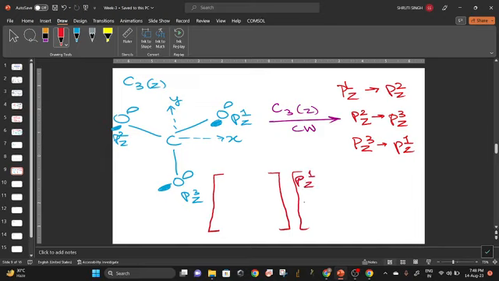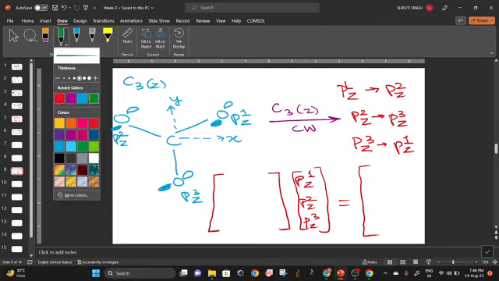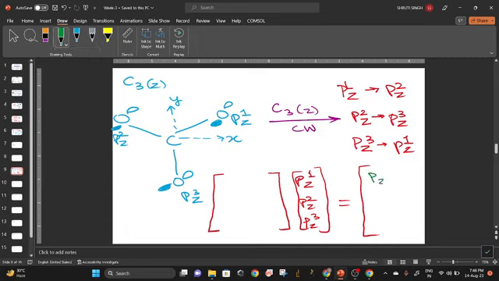This is the basis, PZ1, PZ2, PZ3. Now write the transformed one. PZ1, instead of PZ1, what came? PZ2? Yes, ma'am. Okay. So let me change this. It came PZ2. PZ2 ke jagah what we got? PZ3. And remaining PZ1. Okay.